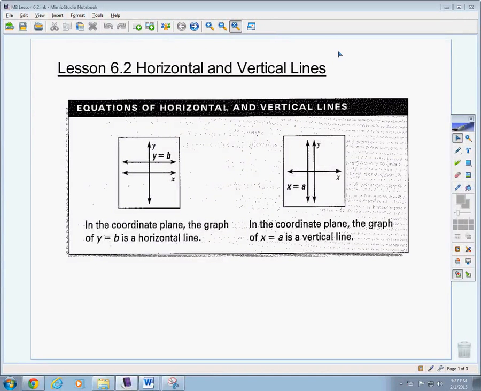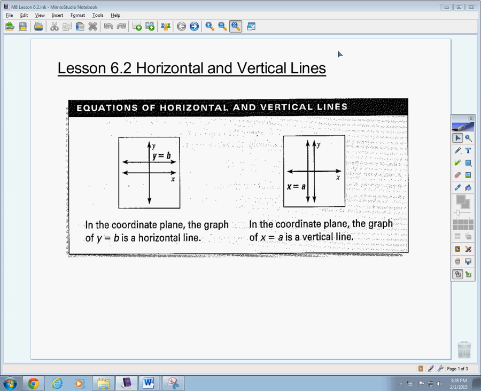6.2 is on horizontal and vertical lines. And so in this lesson, we're just going to talk specifically about the horizontal line and vertical line, but their relationship to a function. Because sometimes in math, things are going to be just straight up and down lines or side to side lines, and we want to know how that plays in as a function.